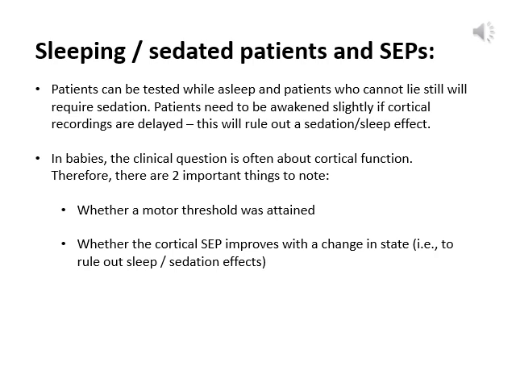It should be noted that in babies, we are often answering a different clinical question. Typically, the clinical question is of prognosis or cortical function. Therefore, we are typically only looking at the cortical response. It is typically not feasible to place peripheral or spinal electrodes on a baby or a young child due to their size and possibly due to their cooperation.